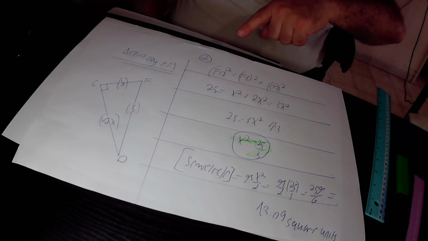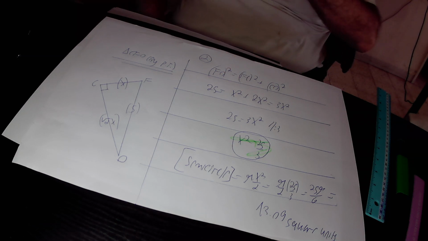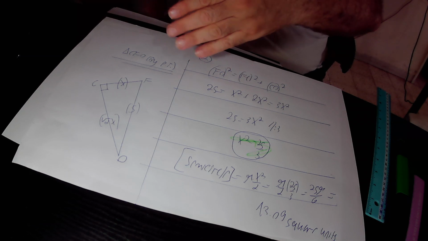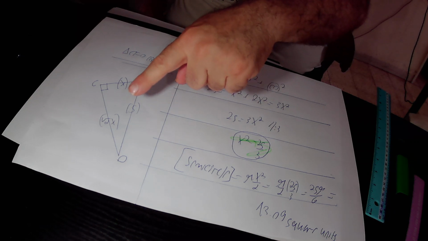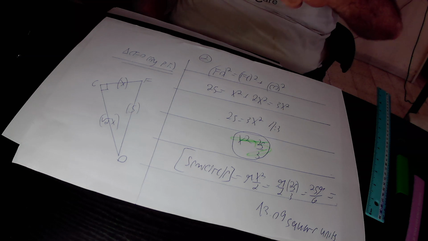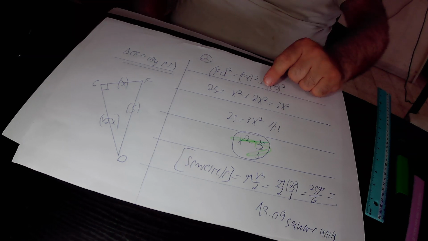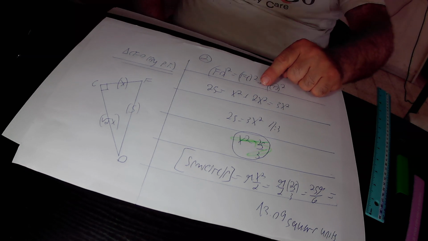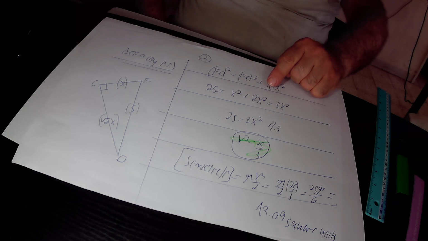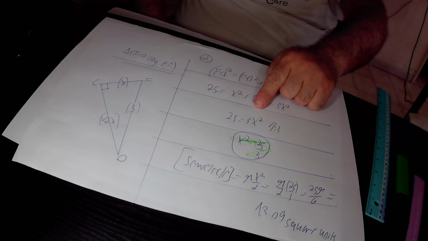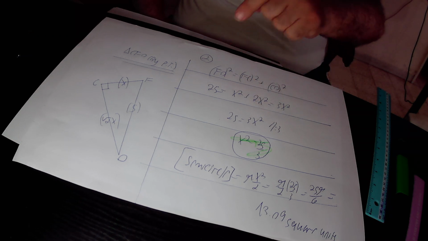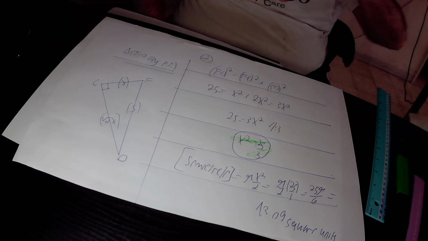FO is 5, therefore FO squared is 25, and it equals FC squared plus CO squared. FC is x, therefore FC squared is x squared. CO is square root of 2 times x, therefore CO squared is 2x squared. So in total, 25 equals x squared plus 2x squared, which is 3x squared. So 25 equals 3x squared. We divide this equation by 3 and find that x squared equals 25 over 3.